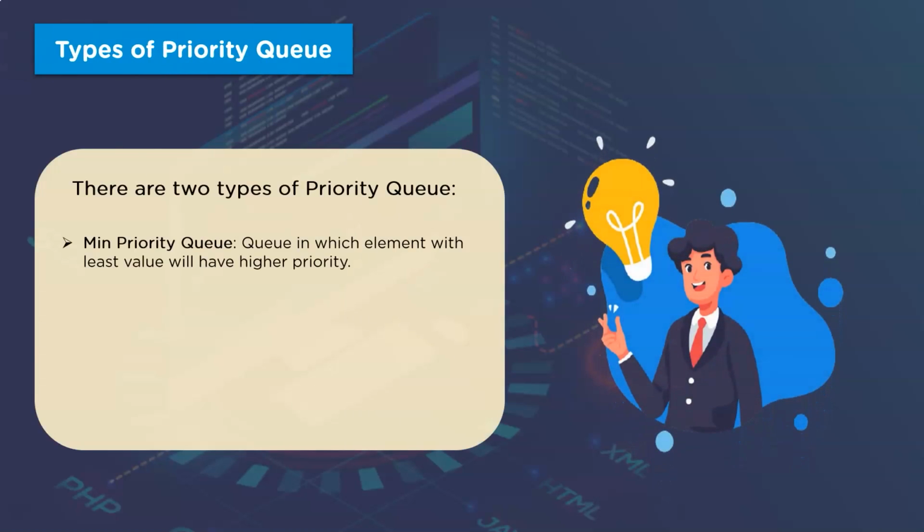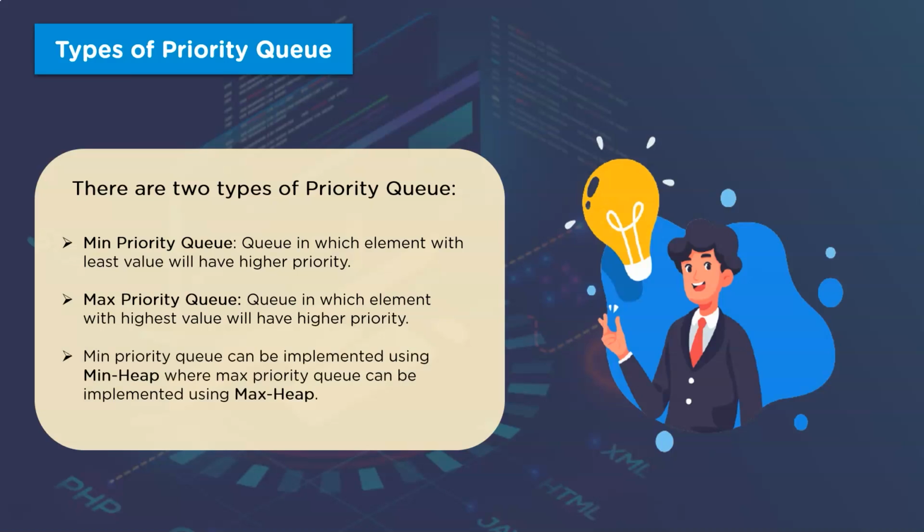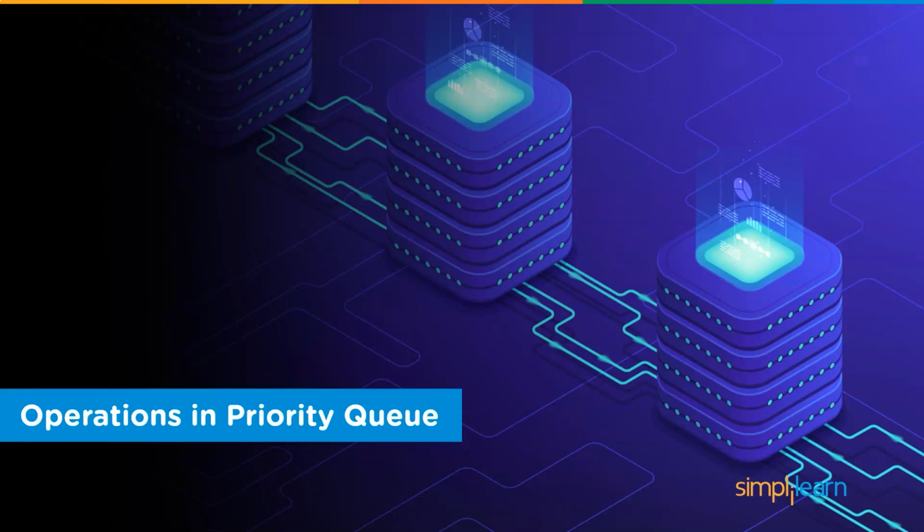Basically, there are two types of priority queue based on the priority of elements. If the element with the smallest value has the highest priority, then that priority queue is called a min priority queue. And if the element with the highest value has the highest priority, then that priority queue is known as a max priority queue. Furthermore, it's vividly clear that the min priority queue can be implemented with a min heap, whereas the max priority queue can be implemented using a max heap. Moving ahead, we'll deal with the operations in priority queue considering the heap as the implementation strategy.